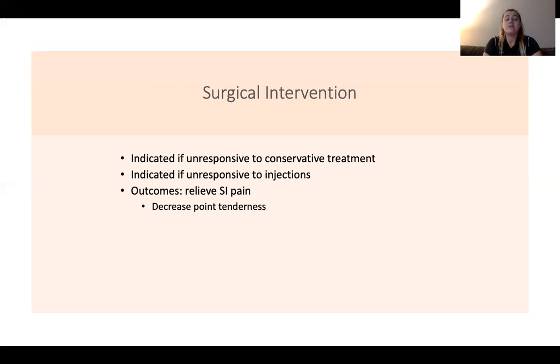I've also been in the room once patients have gotten the spinal injection and come back and tracked their progress through that. I have seen some great progress with spinal injections, and I have also seen no progress with spinal injections. It really all depends on how the individual patient would respond to it. So outcomes of the surgery would be to relieve any SI pain and decrease any point tenderness going on around the area.